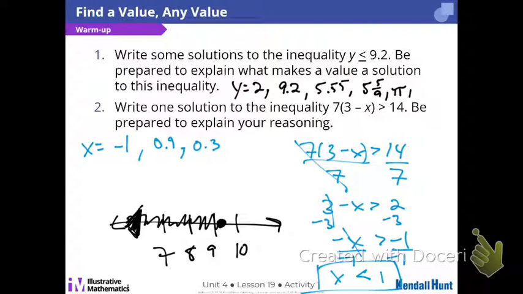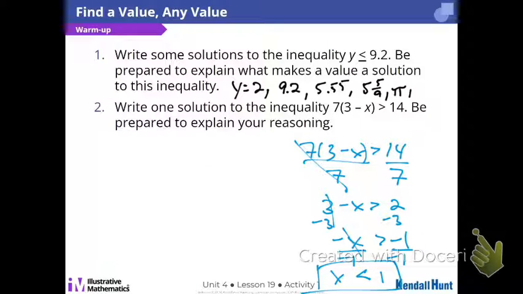Now, what do you notice happened to my symbol? It went the other way. And let's get into why. And there's no equal. Does it always have to go the other way? Nope. That's why it's 14, because there's no line, right?